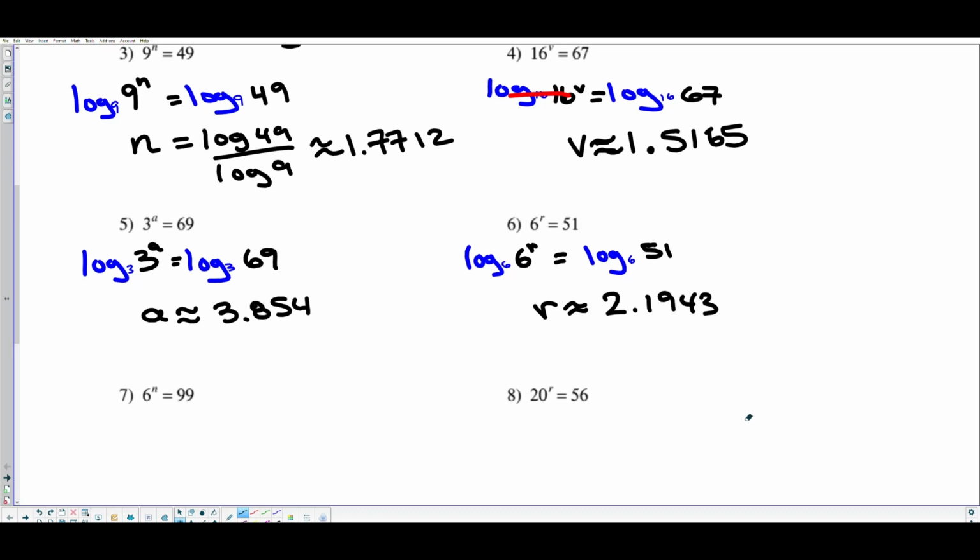Approximately 2.195643. If you want to round that 3 to a 4 because of the 9 behind it, that's even okay. That's just as good.